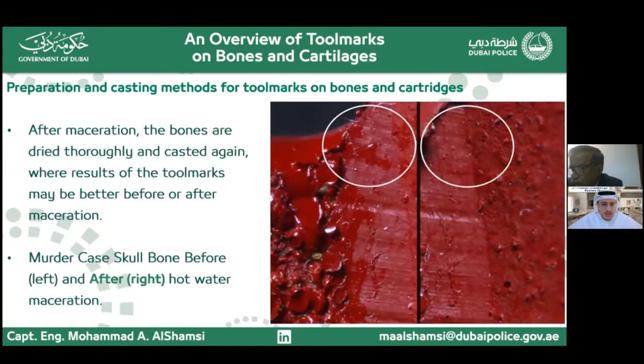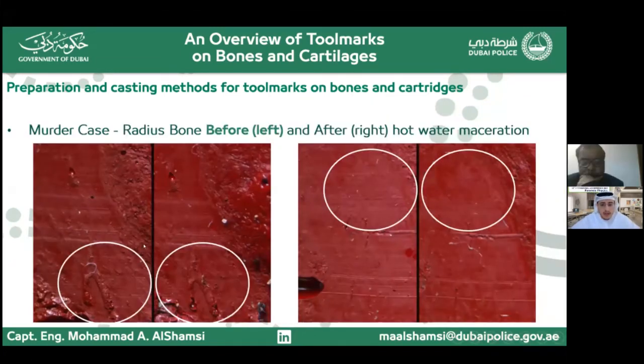So if you can see the image on your right, as we mentioned earlier, the bones are dried thoroughly and cast again, where it might be better before and might be better after. If you look at this image on the right, you will see this small shape right here. The left is before, and the right is after. The striations are actually clearer afterwards. This might be the soft tissue that was covering this area, and with maceration, it was removed.